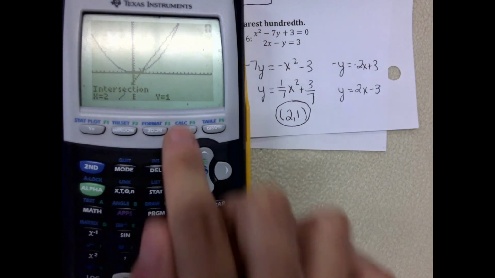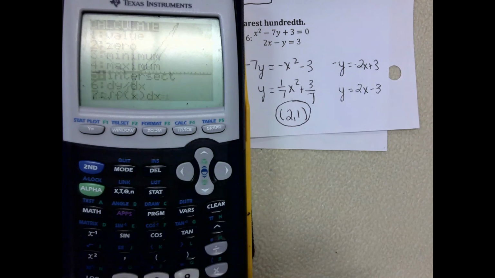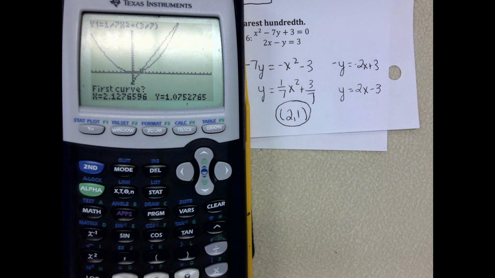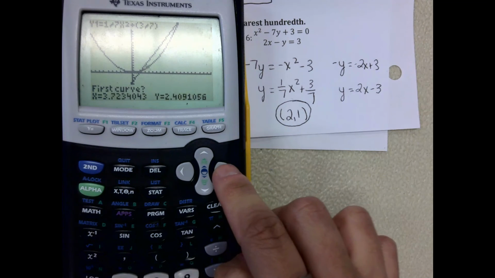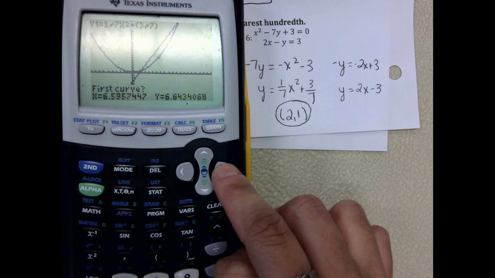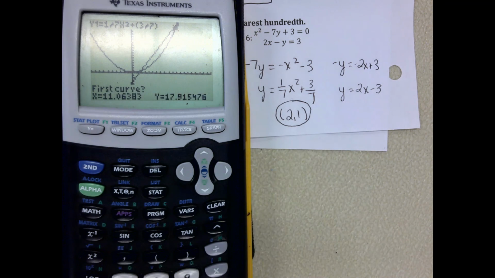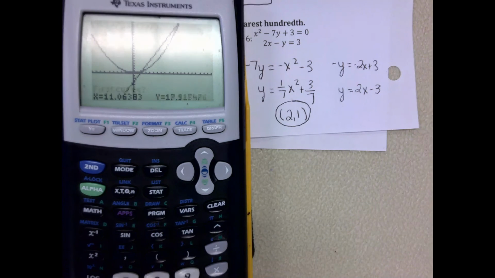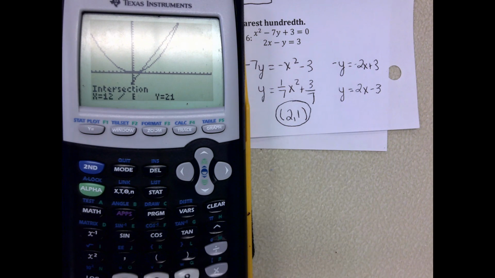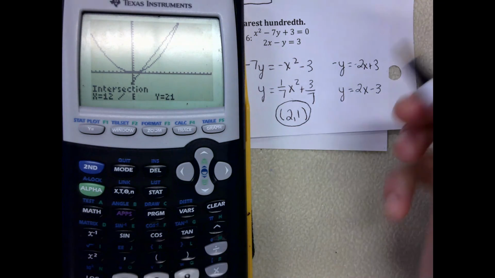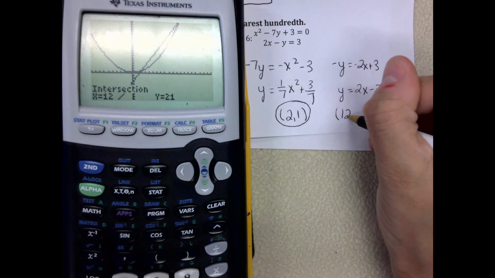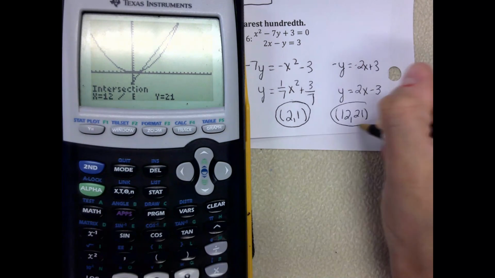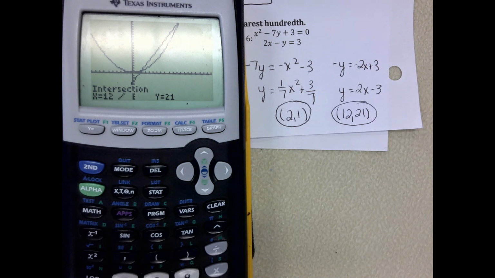Okay, so now we do the same thing. Second trace, go to number 5, intersect again. Now I need to move my cursor to the upper part where they intersect so it knows that I need to find that intersection point. Once again, just place it close to it so the calculator knows. And once again, you've got to use your left or right arrows. After you do that, press enter 3 times. 1, 2, 3. And then we get our answer, (12, 21). That's the other intersection point. So we write that as an ordered pair. That's pretty good. And there you go.